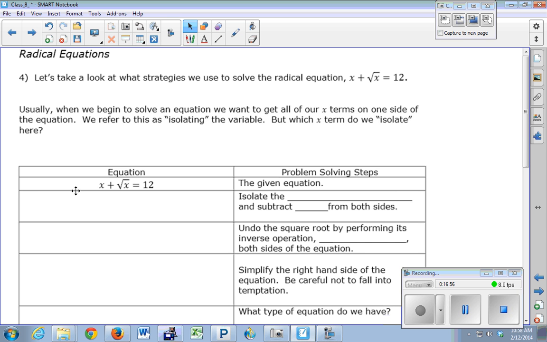Square root of x. Why? Okay, all right. So let me see. I'm going to go over here. Chris is saying isolate the square root. So to do that, you would subtract x from both sides.